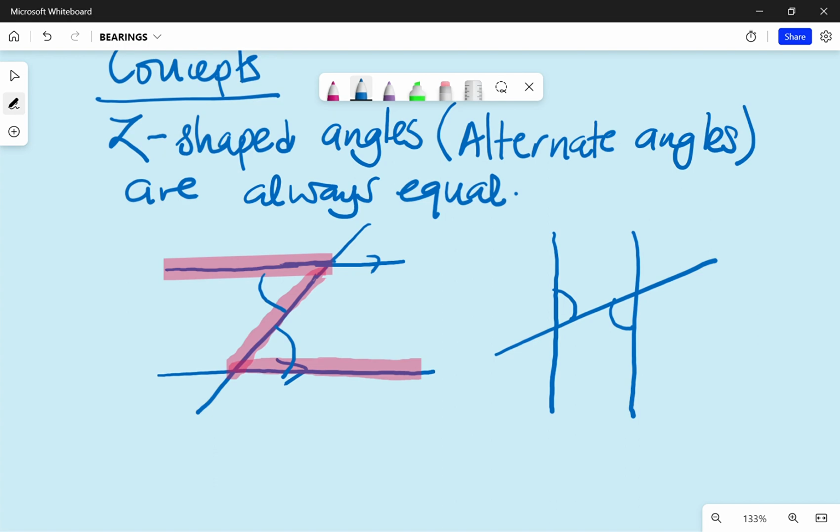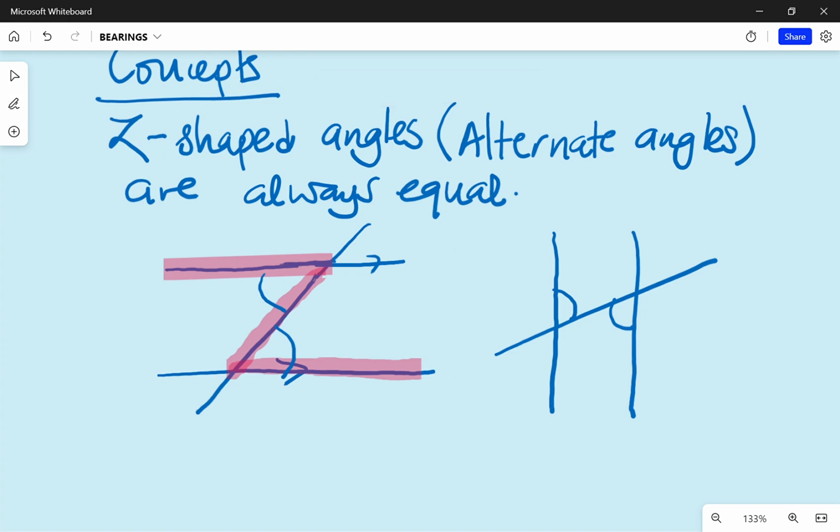Very, very important. Another concept that is going to be of help is the concept of triangles. So you need to understand the triangles, the types of triangles and their characteristics. Okay, an isosceles triangle, an equilateral triangle, you need to understand the characteristics of those triangles. Okay, so straight away let's just jump into exam questions and see how we can solve bearings.